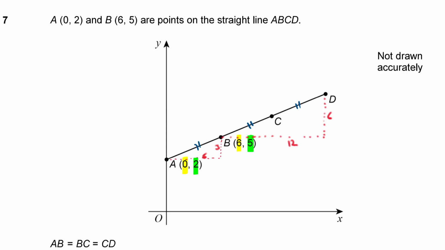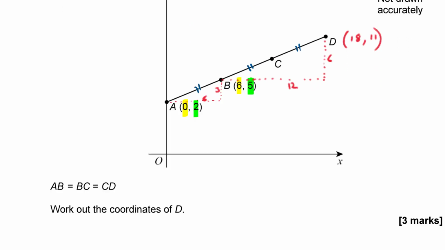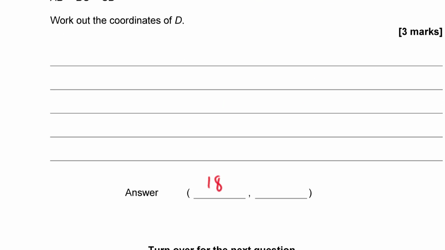So B has coordinates 6, 5. So if I go an extra 12 along in the direction of x, then 6 plus 12 is 18. And I'm at 5 in the direction of y, and if I go up another 6, that's 5 plus 6, that's going to be 11 up. Okay, giving me coordinates 18, 11 for D. As I say, I could have done it in 2 jumps going by C, but I think that's a slightly quicker way of doing it.